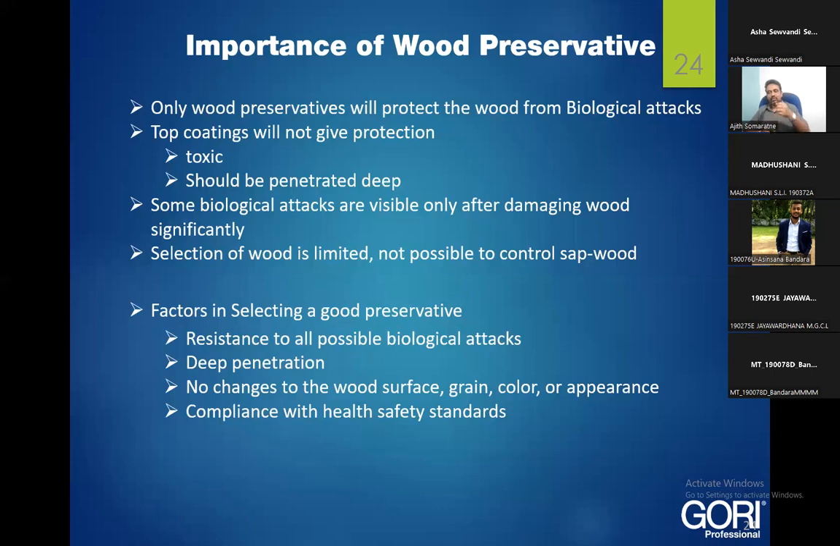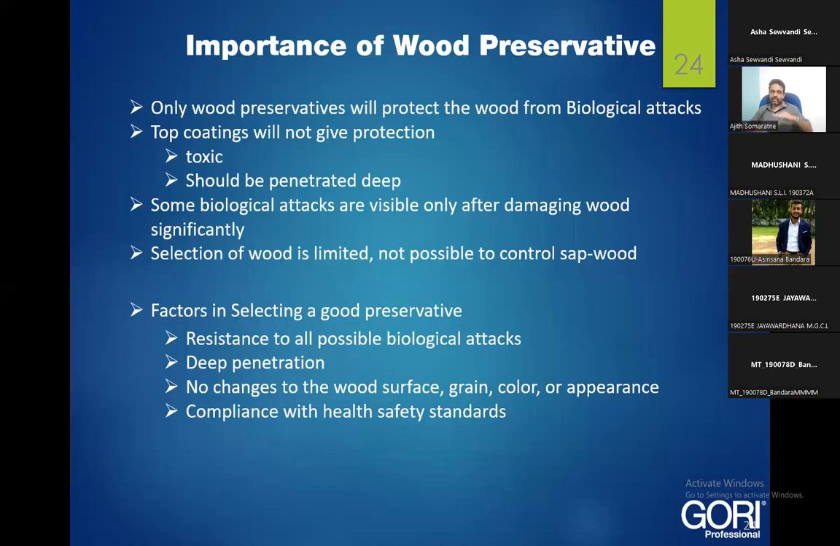But most of the preservatives in the market will not resist most biological attacks. Especially, they are not resistant against termites and flying insects, right? Because of that, after constructing, within maybe 6 to 12 months, they experience biological attacks. So it is a very important concern for us to specify a good wood preservative which will resist all possible biological attacks. The second important thing is deep penetration. Right? A preservative is a protection against biological attacks.